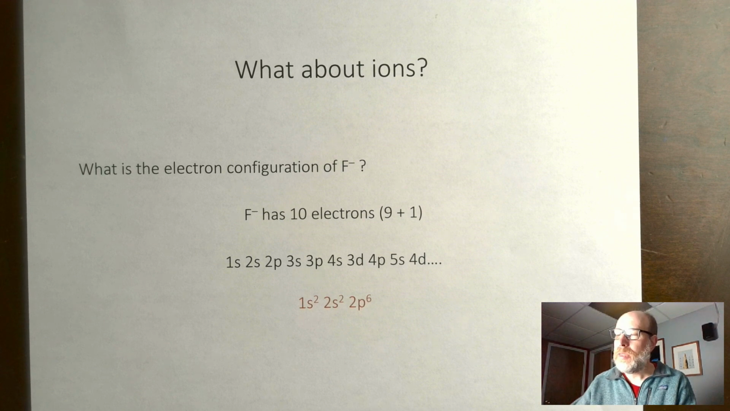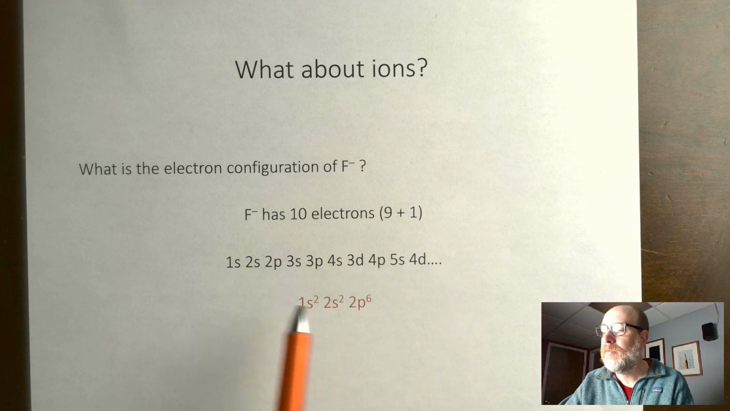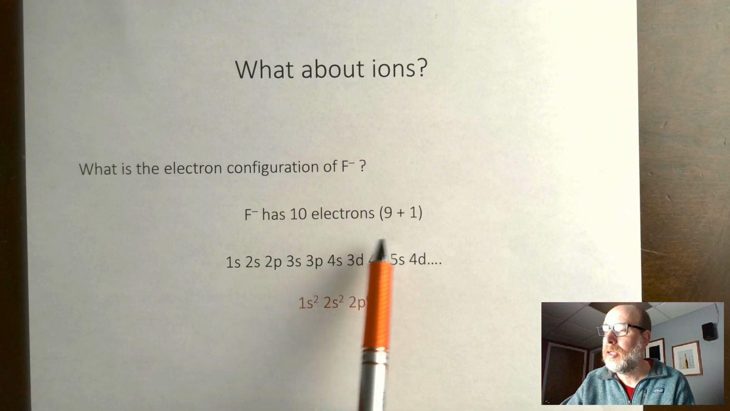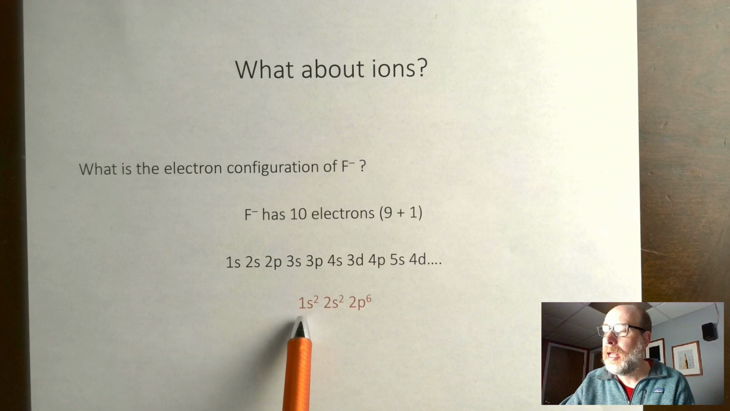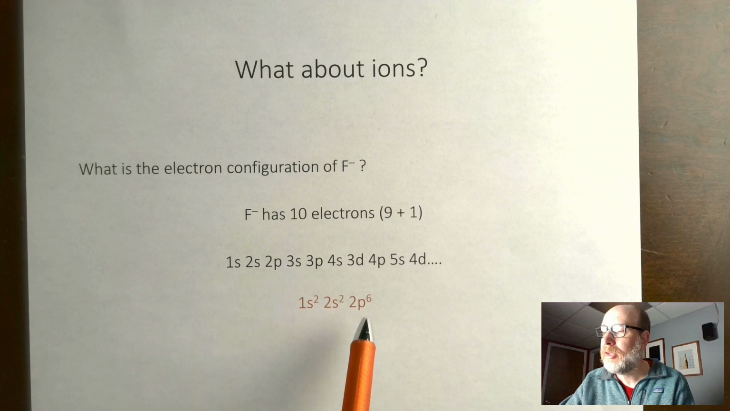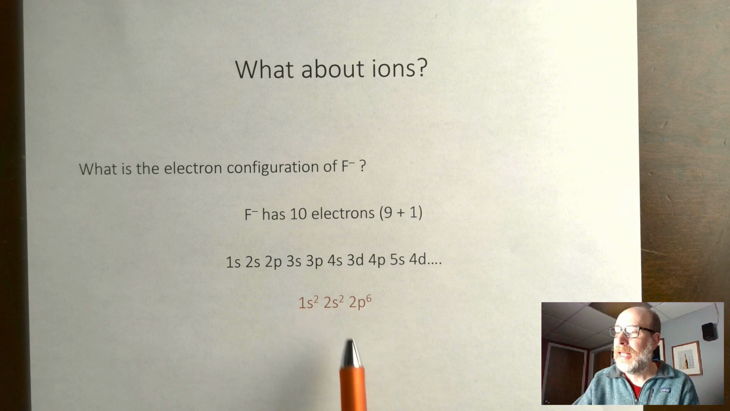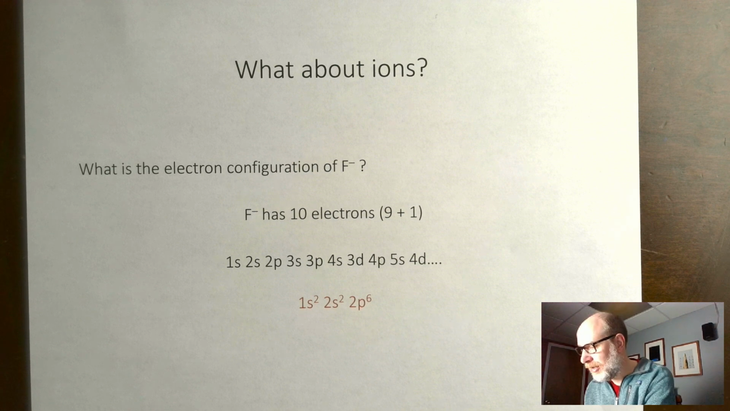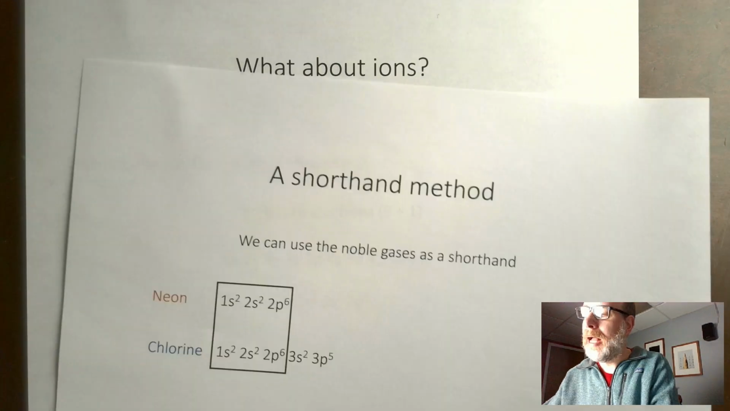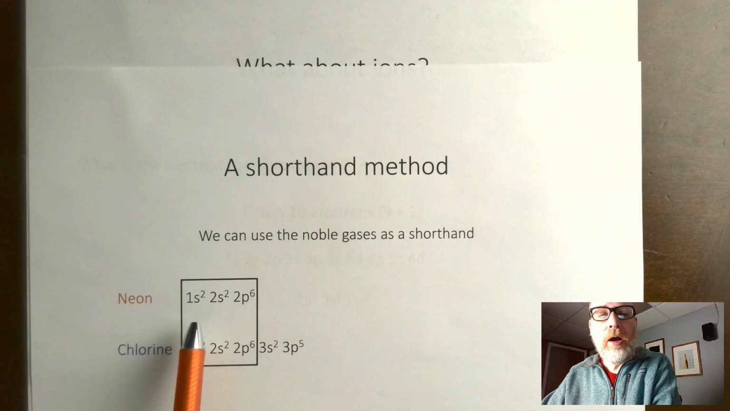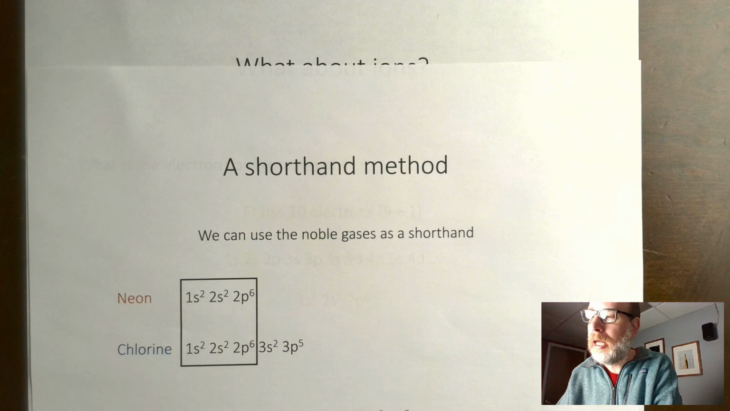So how do we fill out the electron configuration? Well, we start filling electrons in. We've got 10. 2 go in the 1s, 2 go in the 2s, and then 6 go in the 2p, because there are 6 spots, 6 electrons left. That gives us 10: 1s2, 2s2, 2p6. Now what did we just say that looks like? If we go back, it looks like neon, 1s2, 2s2, 2p6.